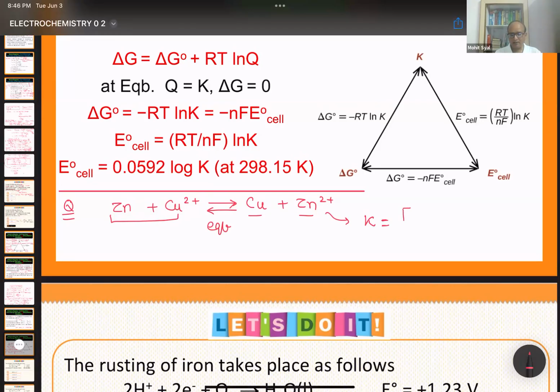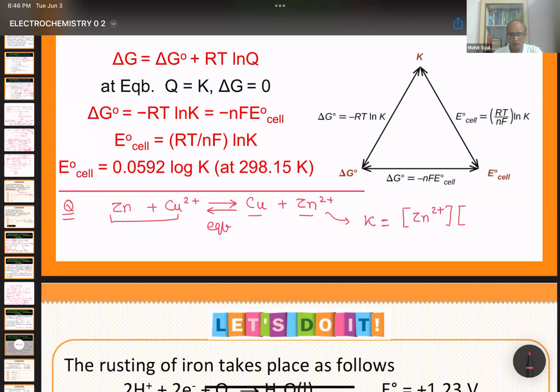The equilibrium constant is the concentration of the products, each raised to the power of its stoichiometric coefficient in the balanced chemical equation. The coefficient is 1 everywhere in this. Got it? So the zinc 2+ concentration is raised to the power 1.